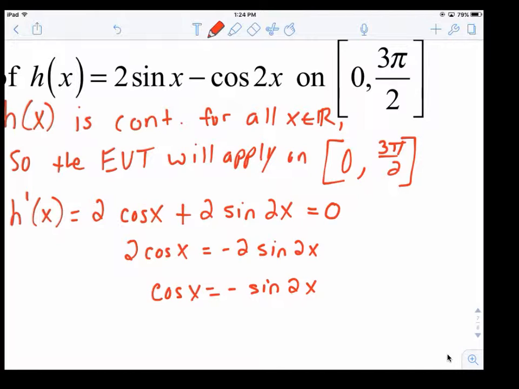Because you have the derivative of negative cosine, right? The derivative of cosine is negative sine. You have the negative out front, which gives it a positive. And then you have the derivative of 2x, which is 2. Yes. Yeah.